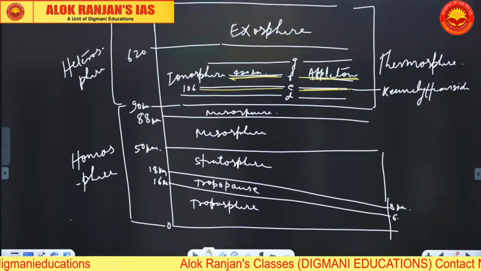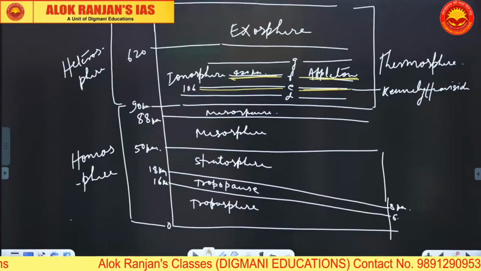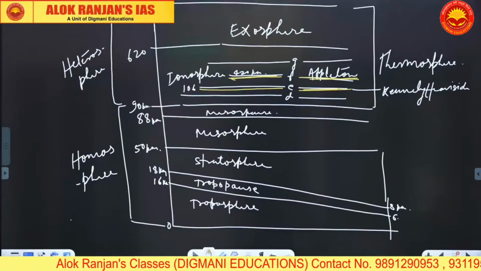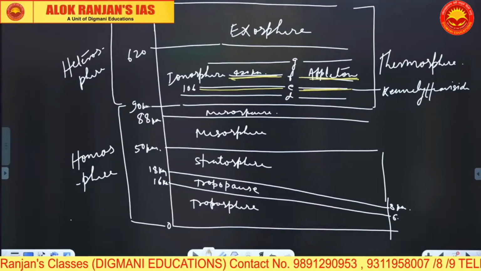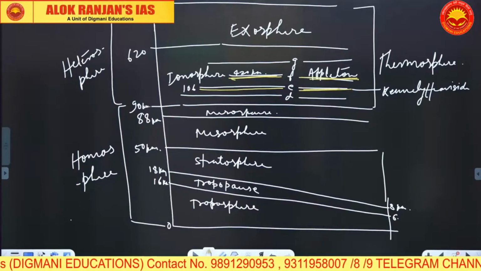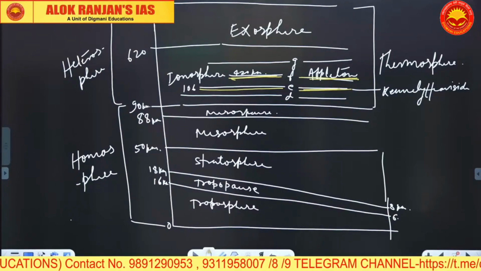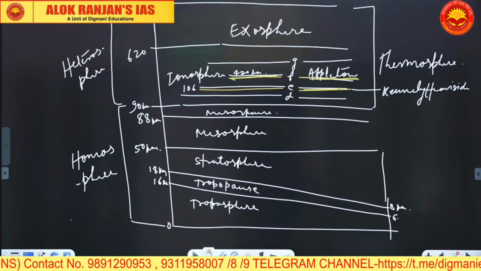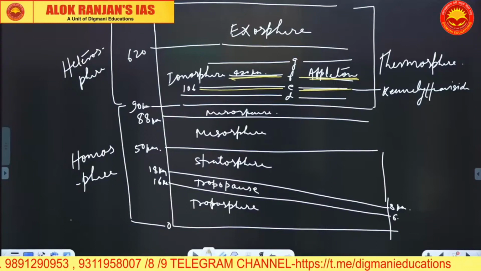E is called Kennelly Heaviside layer. If you read D.S. Lal or any book, you will find there are layers like E, sporadic E, E1, E2, but there is no need for it. As geographers, we are concerned with Kennelly Heaviside and Appleton layer.